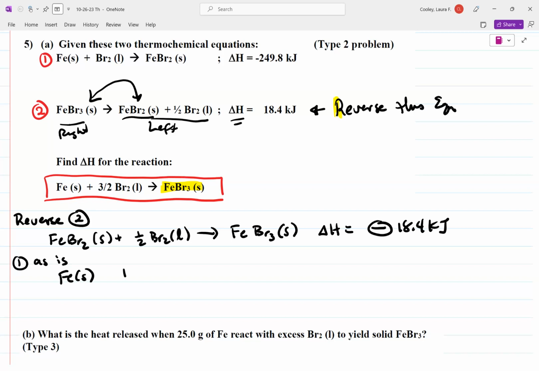Okay, and now I'm going to leave 1 as is, unchanged. Fe solid plus Br2 goes to FeBr2. And here's a beautiful thing that happens. The delta H is the same. I haven't done anything to it.